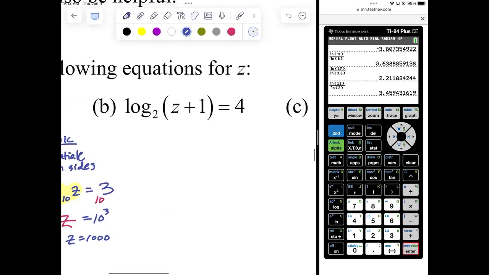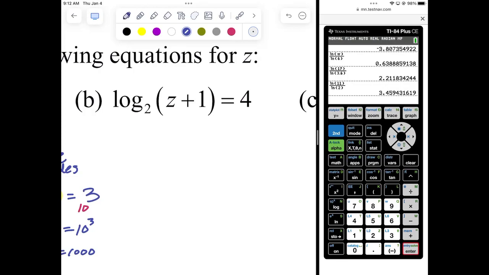All right, let's try this one here. This one, not quite as straightforward, right? But it's log base 2 of z plus 1. So my unknown is part of the argument, z plus 1. Let's go ahead and do this one the algebraic way. I want you to get in the habit of doing that because as these get more and more complicated, they become less and less intuitive, okay?